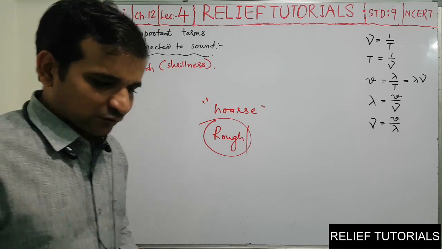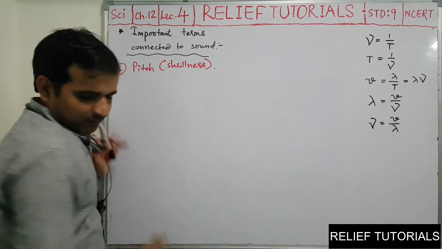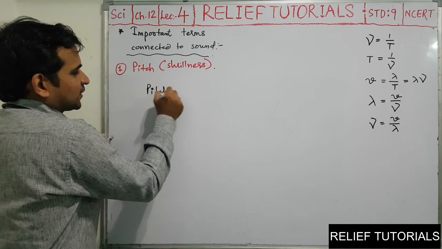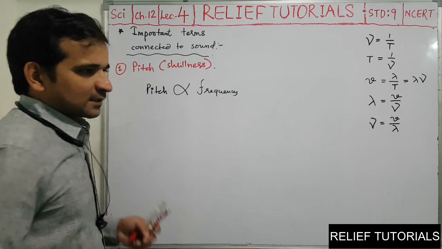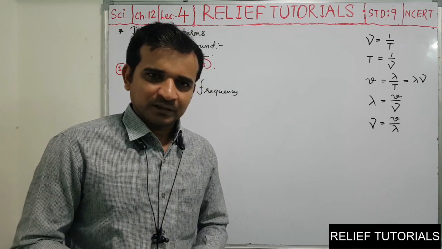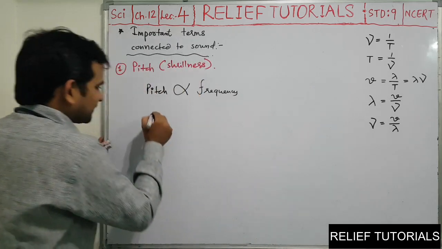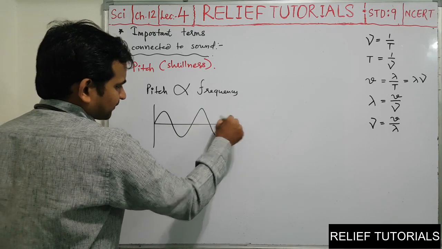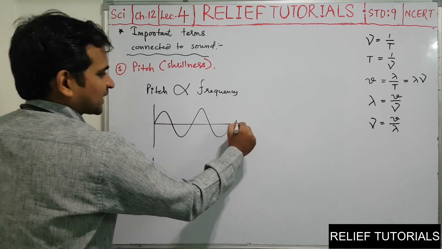Now pitch depends on one of the characteristics of a wave, and that is frequency. Pitch is directly proportional to frequency. As the frequency of the sound wave is higher, the pitch is higher. Frequency means the number of waves produced in 1 second. Now, consider this is one of the graphs, and another graph of the same time. Let us say this is time.